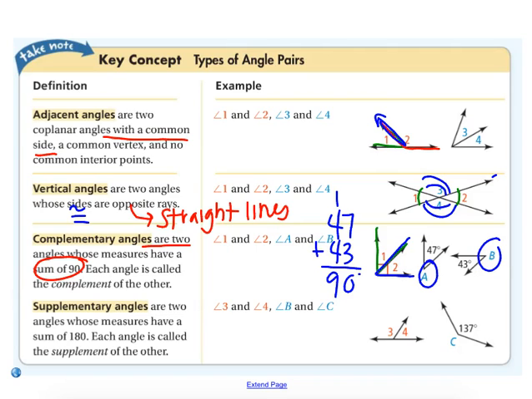And lastly is supplementary. These are two angles that add up to 180. And again, we know that 180 is just a straight line. So if I have two angles that form that line, I'm going to know that they are supplementary. So angle 3 plus angle 4 gives me 180.